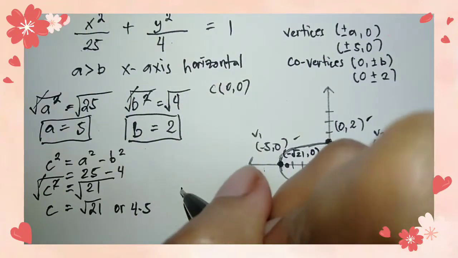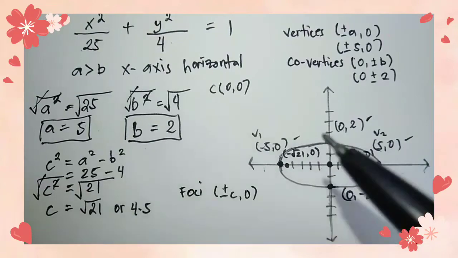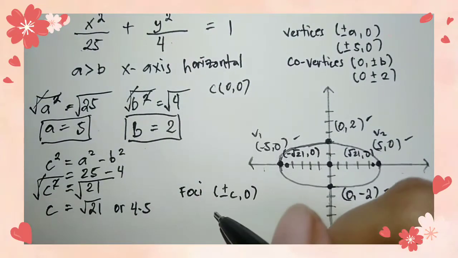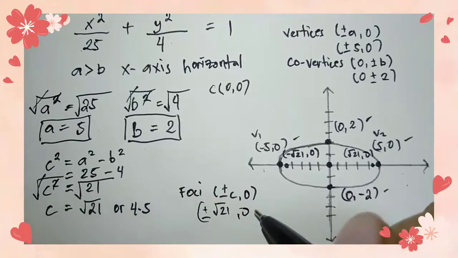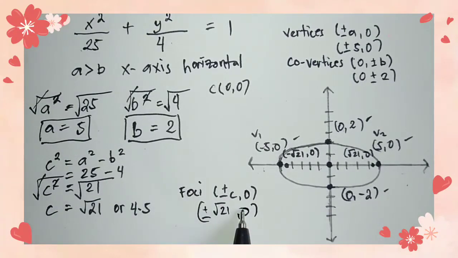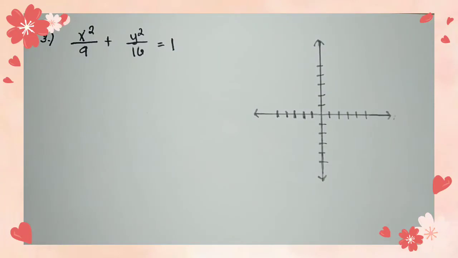The next is our foci. Ang ating formula for foci is positive and negative c and 0. And of course, ang c natin is square root of 21, positive and negative, and 0. So, I guess, tama siya. Ito.